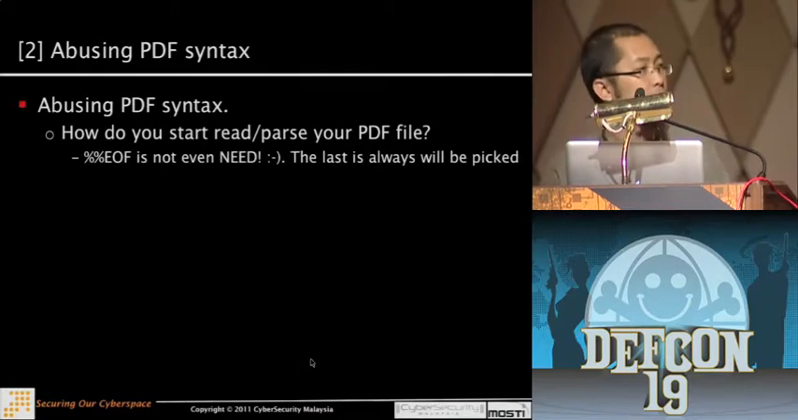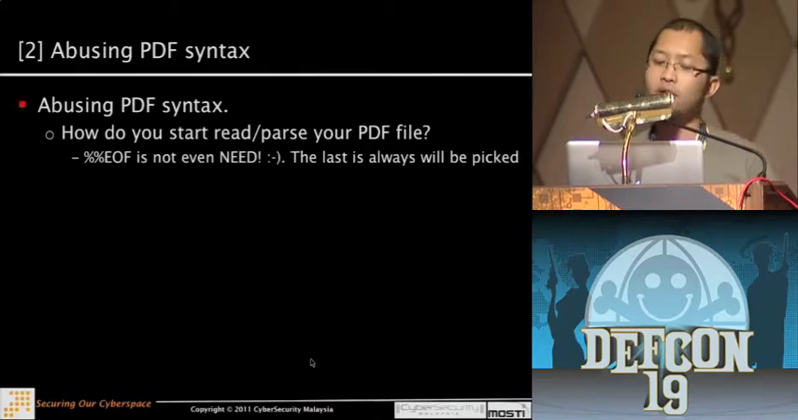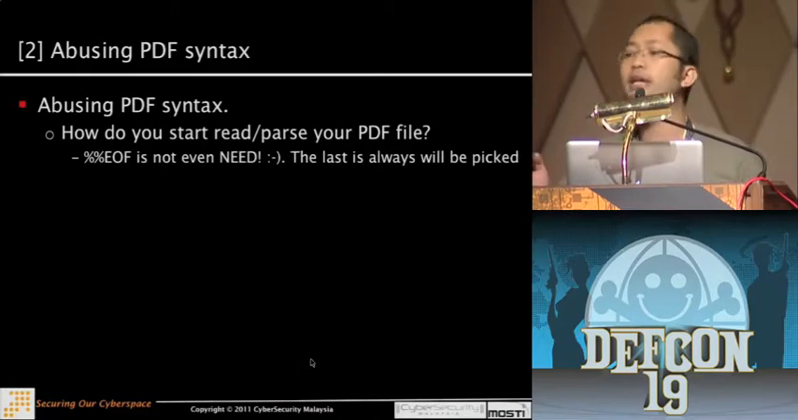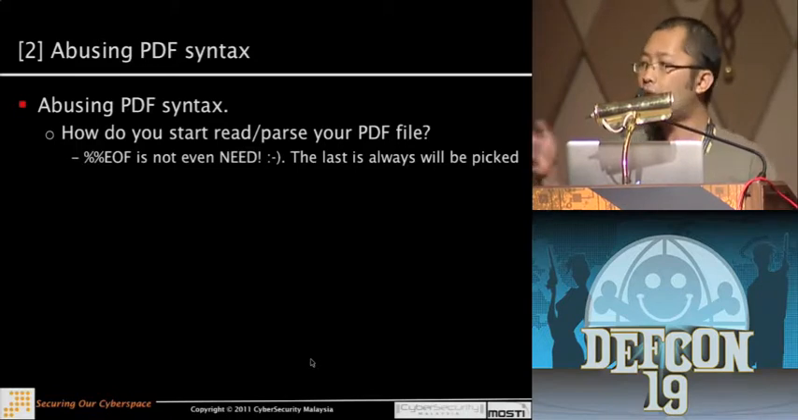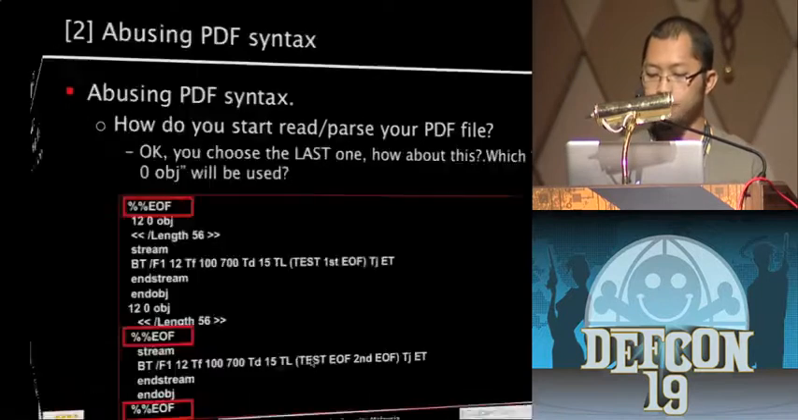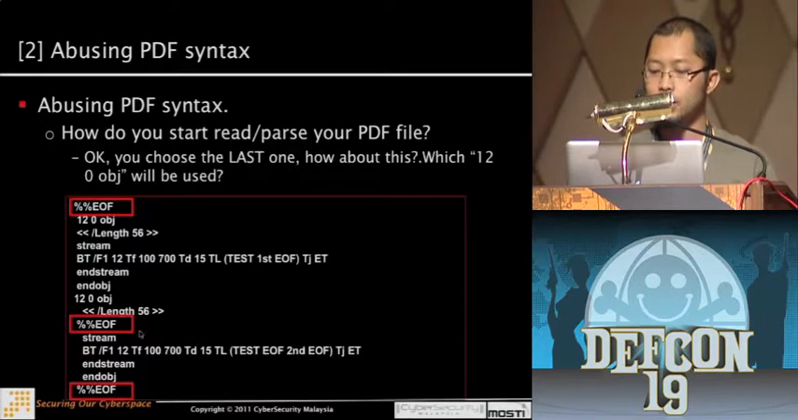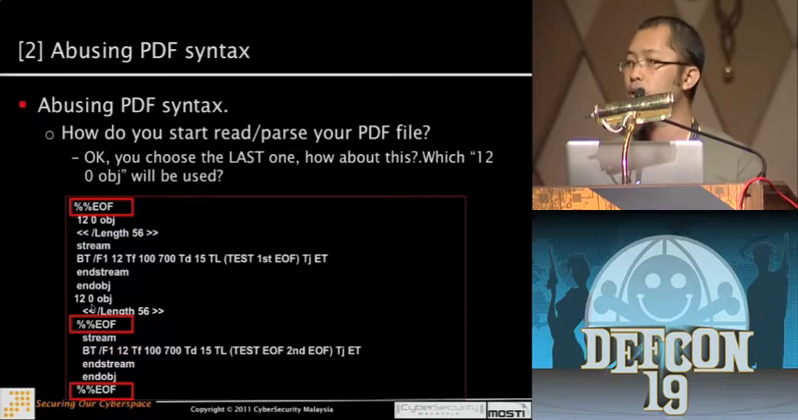Okay, but the truth is, the NF file is not even needed. If there is no NF file, your PDF application or reader can somehow manage to render it properly. So for the last one of the declaration, for example, on this one, if you notice, the object 12, the last object 12, is always going to be the one that will be picked up by your PDF application.